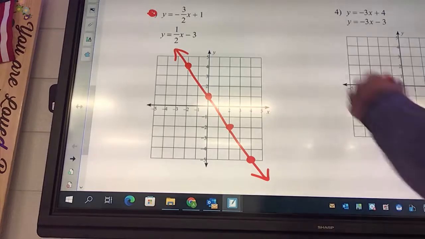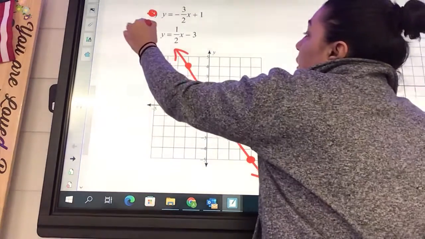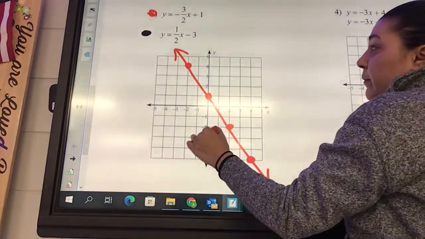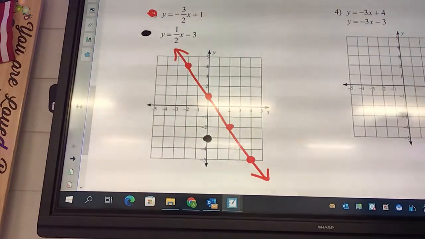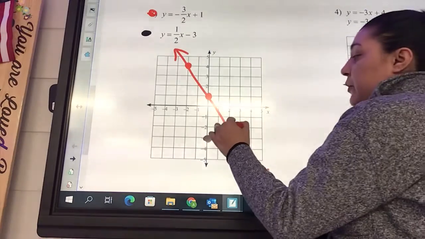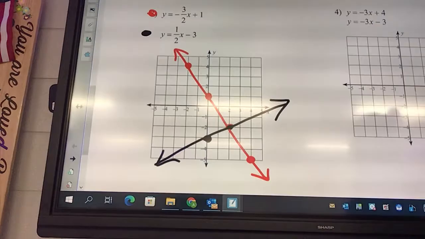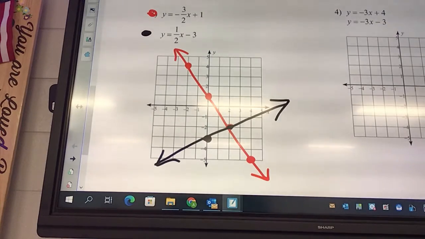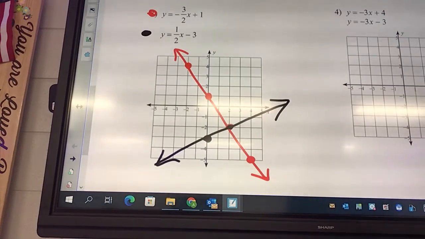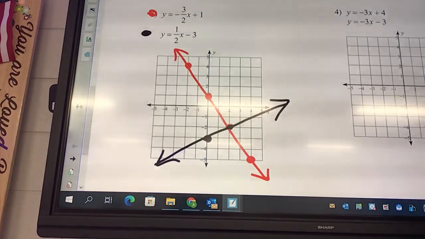And the second line starts at what? Negative 3. And what is our slope? Up 1 over 2. What is our solution? 2, negative 2.